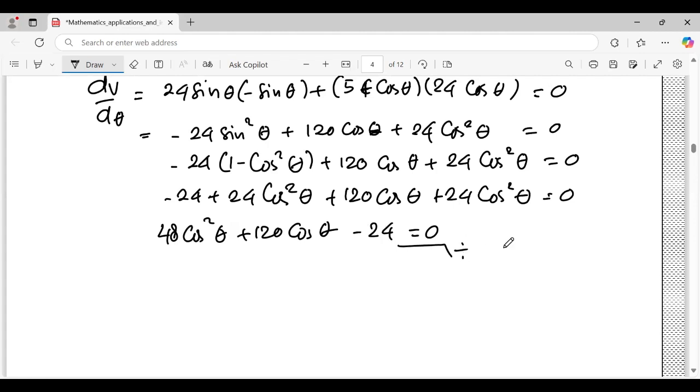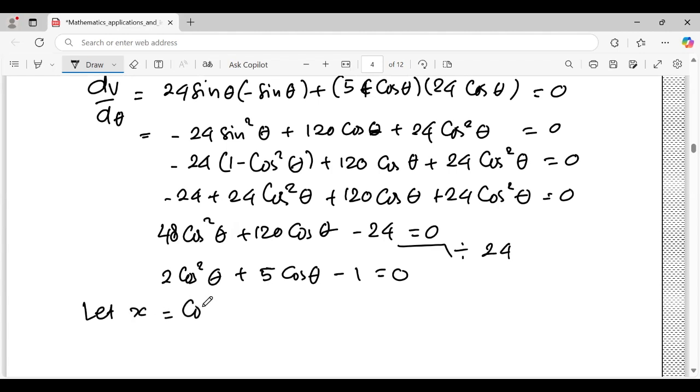All terms divided by 24 and becomes 2 cosine squared theta plus 5 cosine theta minus 1 equals 0. Let x equal cosine theta. That means this equation becomes 2x squared plus 5x minus 1 equals 0.